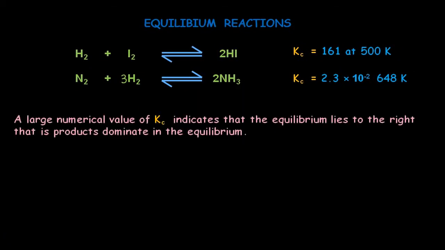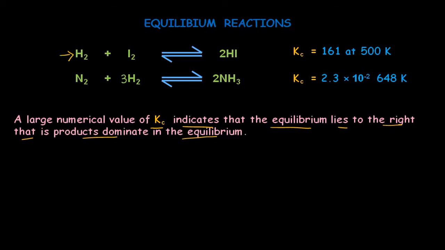So let's note down a few points about it. That a large numerical value of Kc indicates that the equilibrium lies to the right, that is, the products dominate in the equilibrium, as we have seen in the example of hydrogen and iodine.